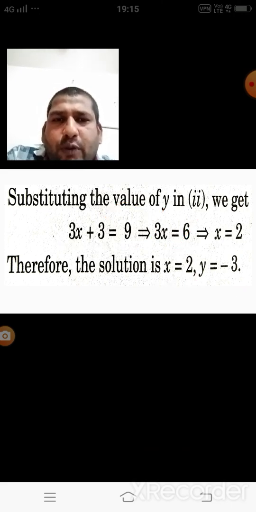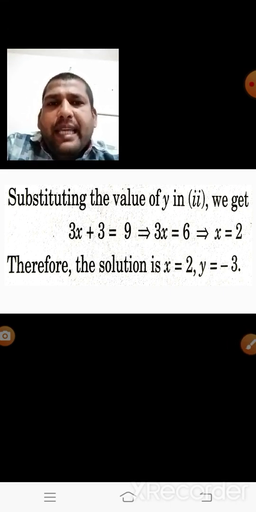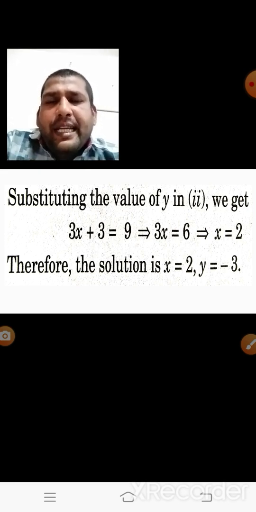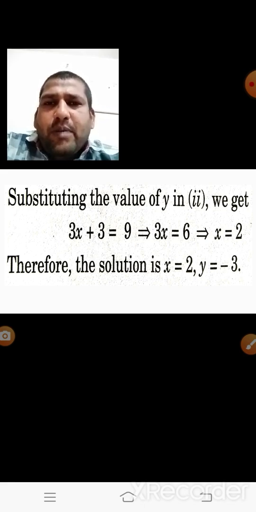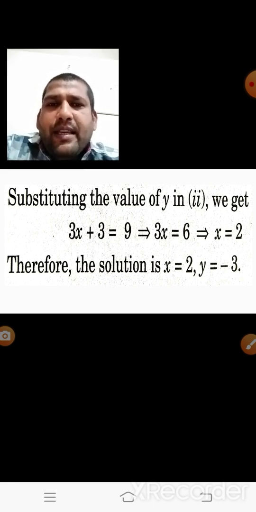I hope all of you are able to understand the concept of how to get the solution of a pair of linear equations by elimination method. We eliminate one variable by equating the coefficients of the variable, and for equating the coefficients you can multiply and divide by any number, any integer or any real number. Sometimes the linear equation has coefficients that are irrational numbers, and then you can multiply with the irrational number also. For this reason the coefficient should be a real number.